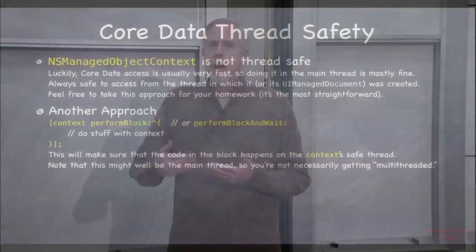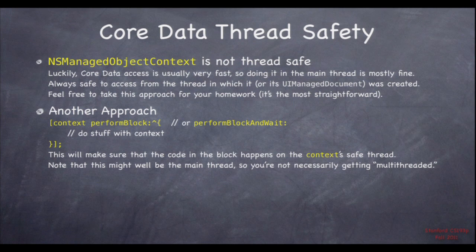Okay? Now, what can we do about that though? And especially in iOS 5, there's kind of a nice way to deal with that. There is a method on managed object context called performBlock. There's also one called performBlockAndWait. And you just give it a block, and it will ensure that everything inside that block gets executed on the right thread for that context.